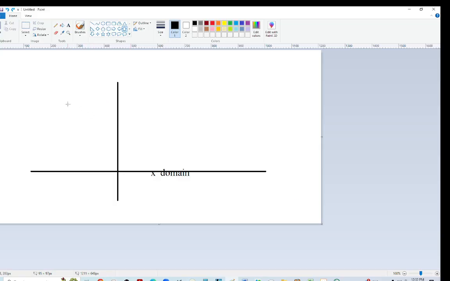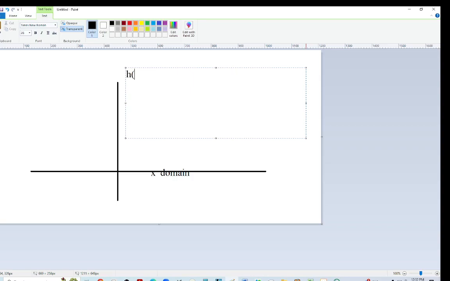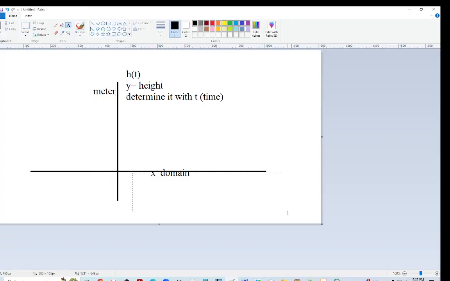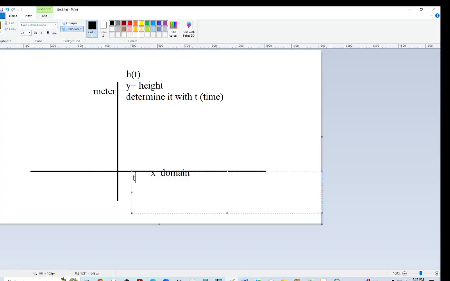This is really important in these questions because, for instance, the first question, which says height bracket t, or h of t, essentially means that the y-axis is going to be the height. And we can't determine it. We can only determine it when we know t, time. So that means the y bracket is going to be in meters in this case. The first question is a diver jumping in the water. And the x bracket is going to be time in seconds.